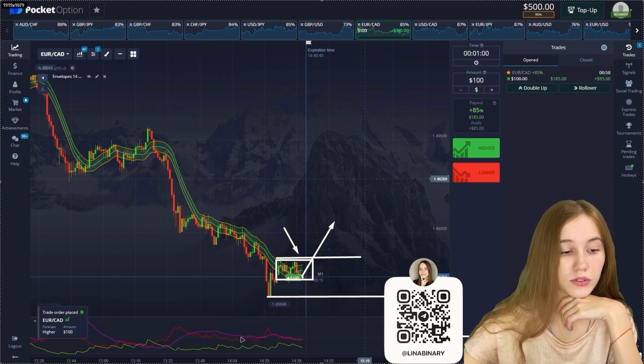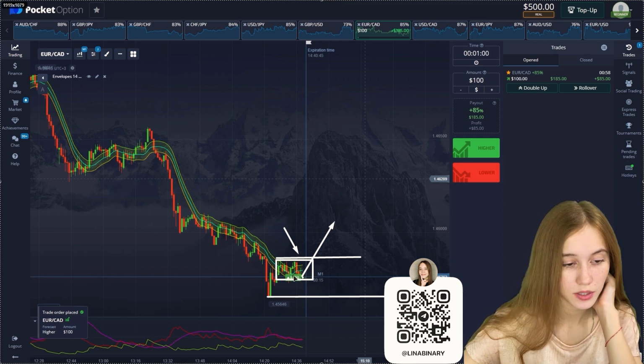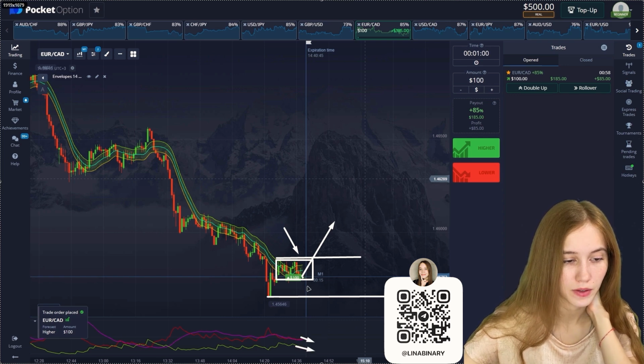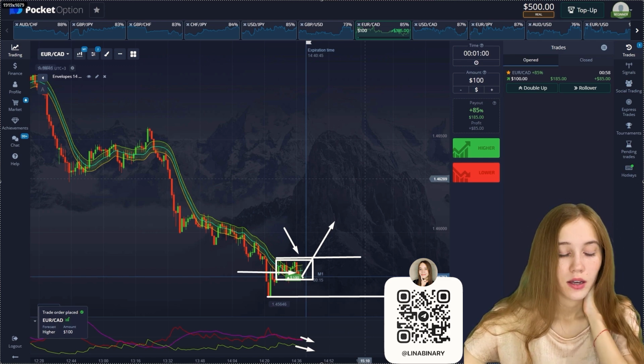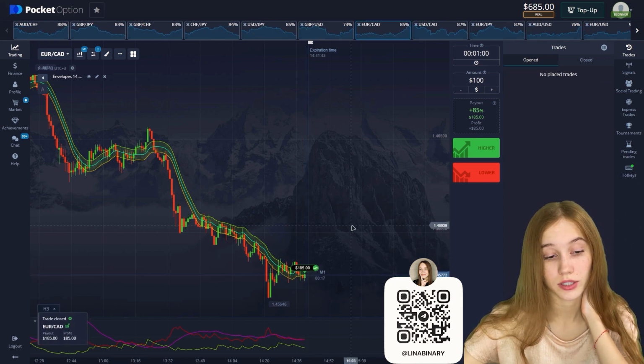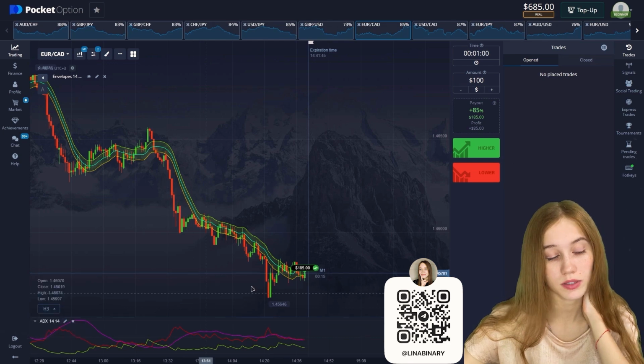Opens for an increase. Look what's here. No jumps we see. Low boundaries of our indicator we see. 1 second, yeah. Profit is $85. Our balance is $685. Good, let's move on.